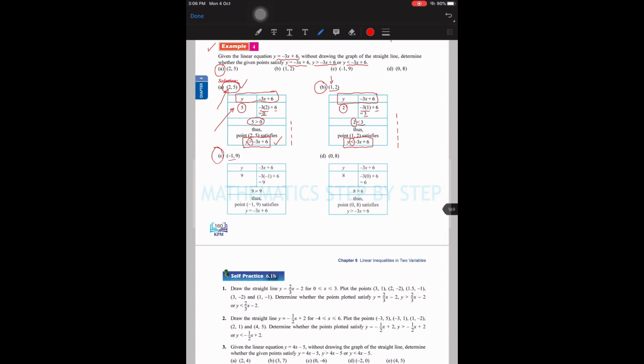Then C, (-1, 9). Okay? So the y coordinate is 9. Then let's substitute x equals negative 1 here. So negative 3 times negative 1 gives us 3. 3 plus 6 gives us 9. Okay? 9 equals 9. So we know that this point is situated on the straight line itself. Then D, (0, 8). So 8 is the y coordinate. Now let's substitute x equals 0 here. So we get 6. Then 8 is greater than 6. So we know that this point is situated above the straight line. So it satisfies y is greater than negative 3x plus 6.